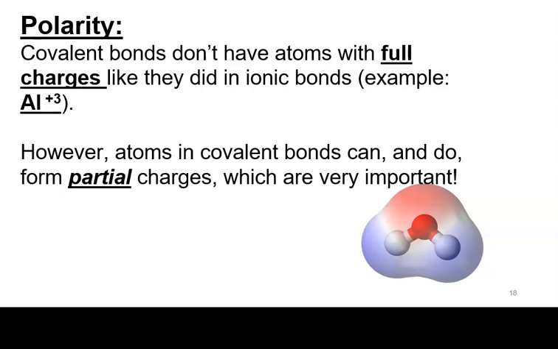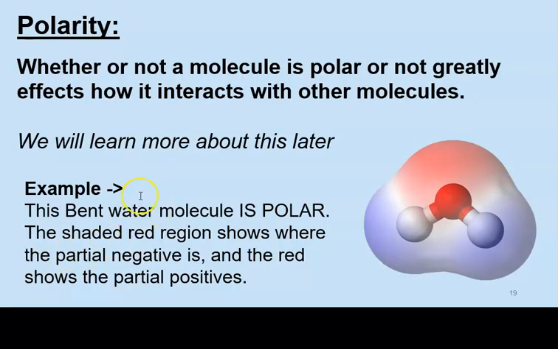So polarity. In covalent bonds, they don't have full charges like they did in ionic bonds. So remember those ionic bonds, they had that full +1, +2, +3 charges. Not the same in covalent bonds. But they do form partial charges, which actually end up being really important. Whether or not a molecule is polar or not will greatly affect how it interacts with other molecules, and we're going to learn more about this later.